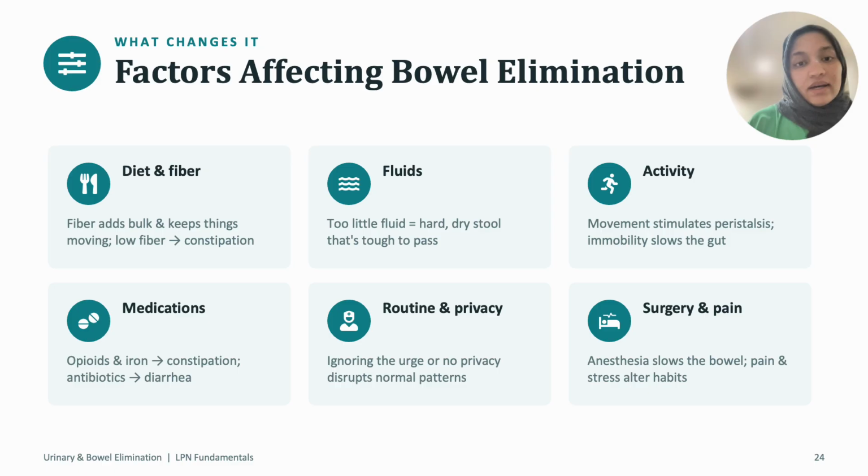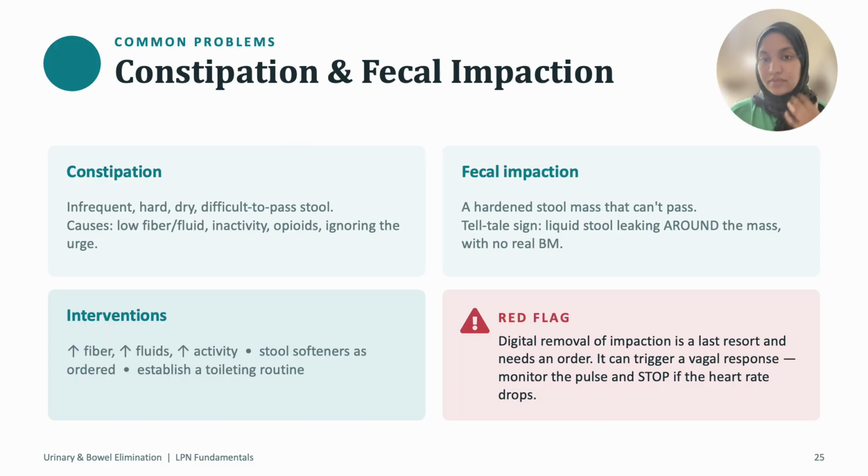Remember that. Medications matter a lot. Opioids and iron constipate. Antibiotics often cause diarrhea. And then we will remember our routine and privacy. Ignoring the urge throws off the rhythm, and surgery and anesthesia slow the bowel down. Now this list explains most of the problems we'll see next.